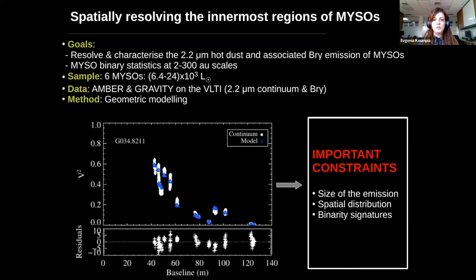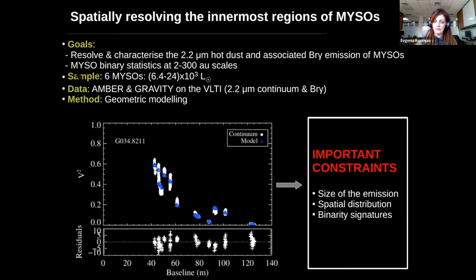To answer these questions, we want to resolve and characterize the 2.2 micron hot continuum dust emission and its associated Brackett gamma emission towards a sample of MYSOs, and also to provide the MYSO binary statistics at separations of 2 to 300 AU, which is what we can trace with the instrument we used. We use a sample of 6 MYSOs of various luminosities, and this is the largest sample with homogeneous interferometric techniques in the K-band.